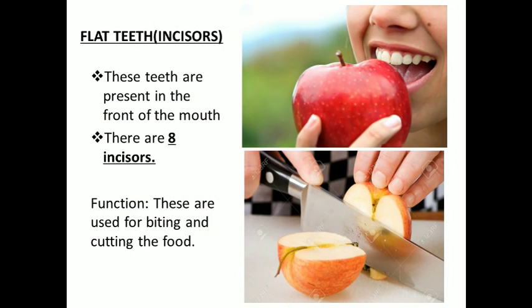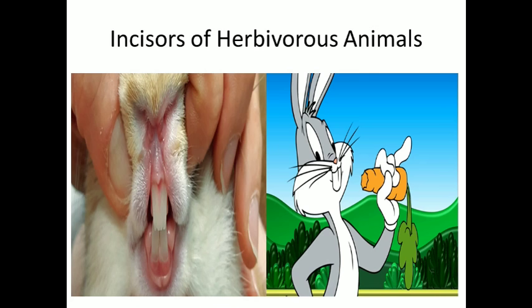Now the teeth are modified according to the food habits of animals. For example, the rabbits have well developed incisors, as you can see in the picture. The rabbits love to feed on carrots and other plant products which are hard and need sharp teeth to be cut into pieces. Hence, the incisors have modified to serve the purpose of cutting the plant products into pieces. Hence, most of the herbivores have well developed incisors.